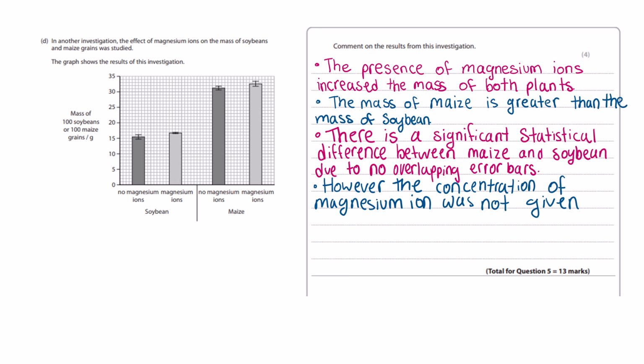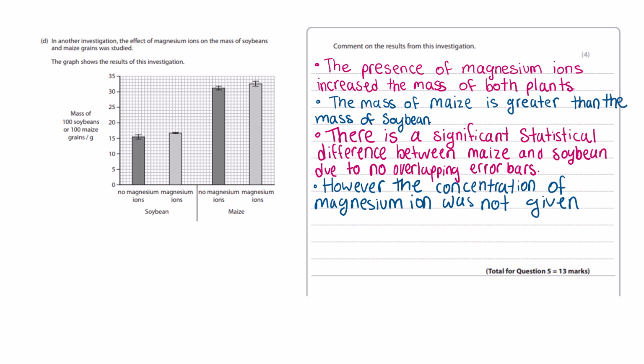Okay, in another investigation, the effect of magnesium ions on the mass of soybean and maize grains was studied. The graph shows the results of this investigation. We have no magnesium and magnesium for soybean, and we also have the same for maize. And then we have on our y-axis the mass of 100 soybean or 100 maize grains per gram. So comment on the results from this investigation.